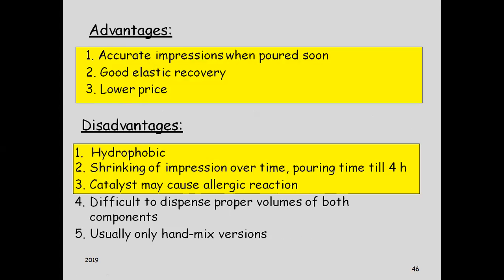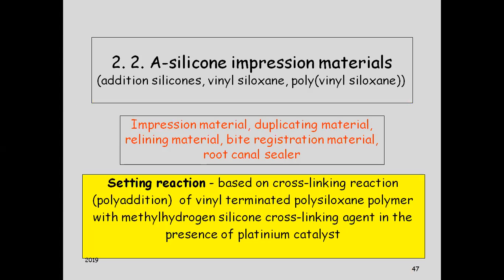Now the advantages of C-silicon: accurate impression when poured soon. Right. Good elastic recovery with very low price. Disadvantages: hydrophobic, shrinkage of impression over time, pour time till 4 hours, catalyst may cause allergic reaction. Difficult to dispense proper volume of both components, usually only hand mixed version. We already used it many times.